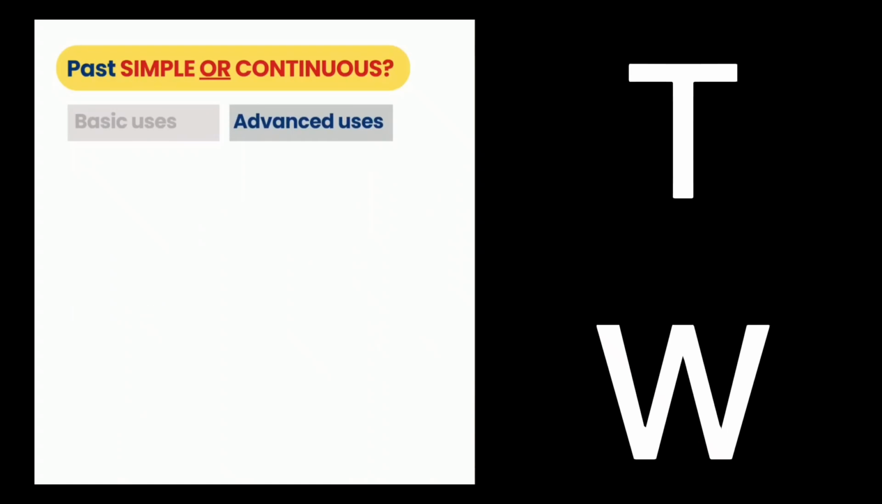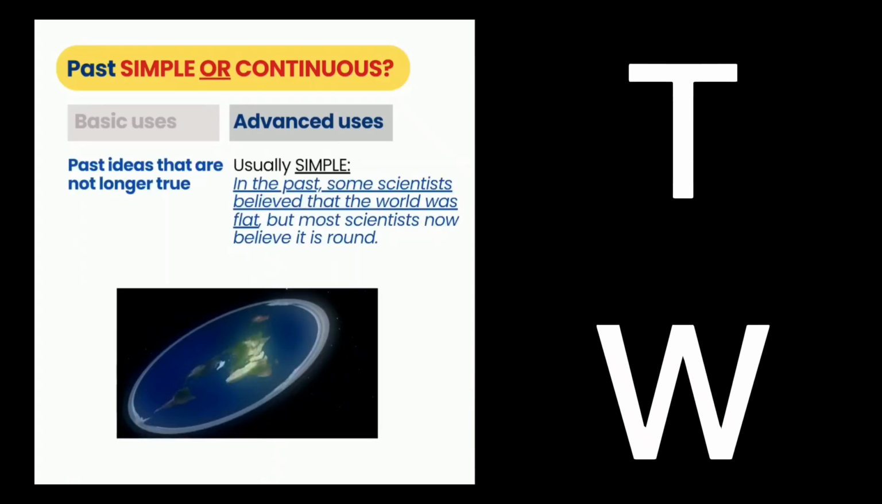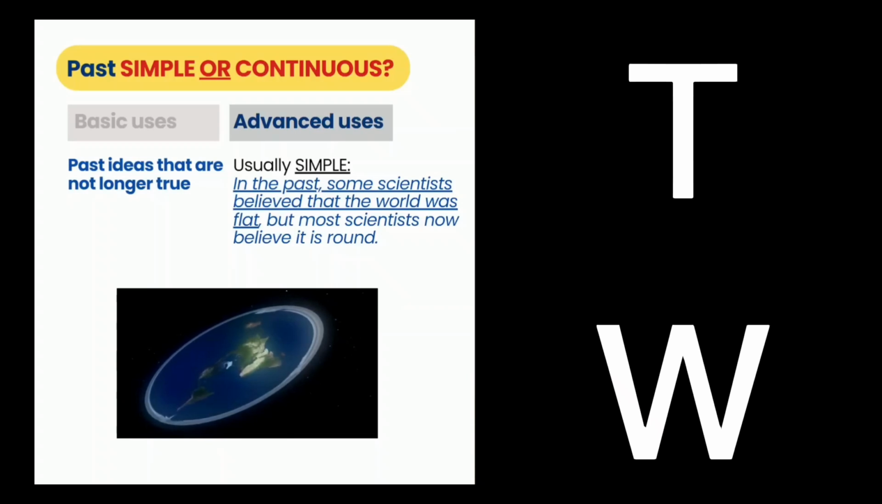What about the differences between the past simple or continuous? Let's move on to the advanced uses where we choose between them. If you're talking about a past idea that is no longer true, you normally use the simple form. For example, in the past, some scientists believed that the world was flat, but most scientists now believe it is round. So usually the past simple is used here. If you are trying to get the sense across that it was a temporary or an activity for a particular reason, you might choose the past continuous, but the past simple is far more common here.